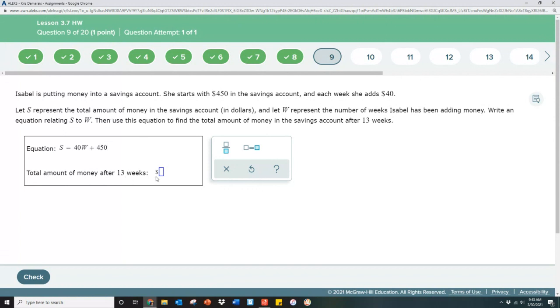All right. So the total amount of money saved at 13 weeks is taking 40 times 13, adding 450 to it. And so you get 970.